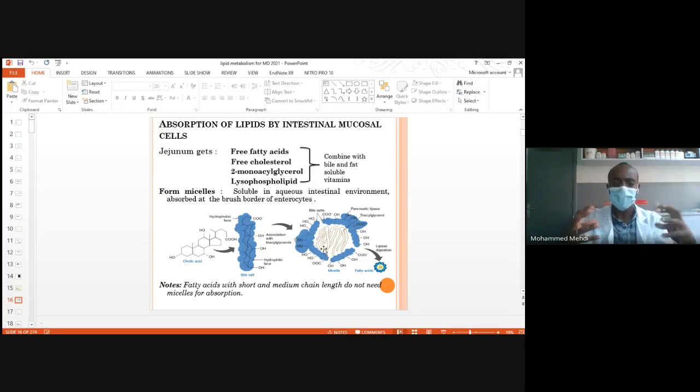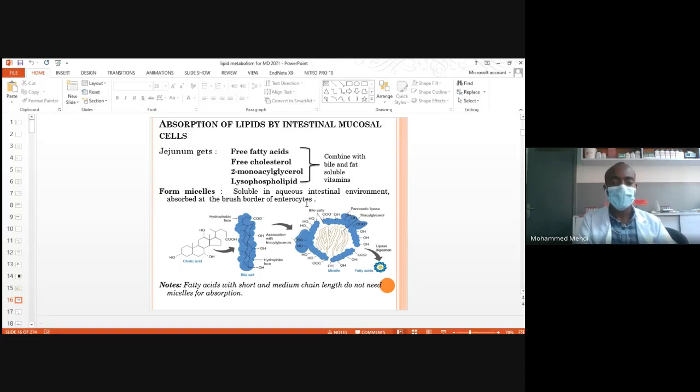The micelle looks like a cell. There is a cell membrane on the outside, but it is made by bile salt, not phospholipid. This makes the outer layer polar, while the non-polar molecules are found inside, avoiding water contact, and they form this micelle. The micelle is soluble in the aqueous intestinal environment and is absorbed passively at the brush border of the enterocyte into the inside, without energy consumption.